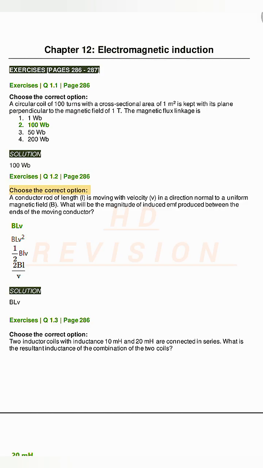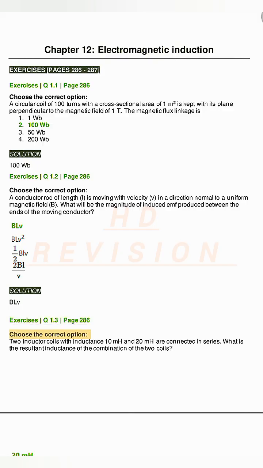Exercises Q1.2, page 286. Choose the correct option. A conductor rod of length L is moving with velocity v in a direction normal to a uniform magnetic field B. What will be the magnitude of induced EMF produced between the ends of the moving conductor? Solution: BLv.